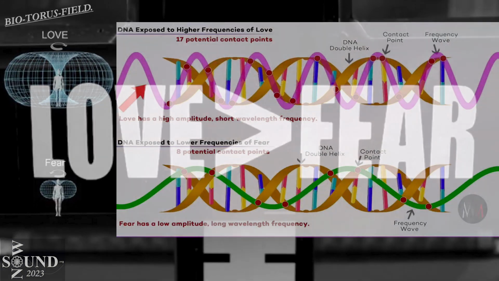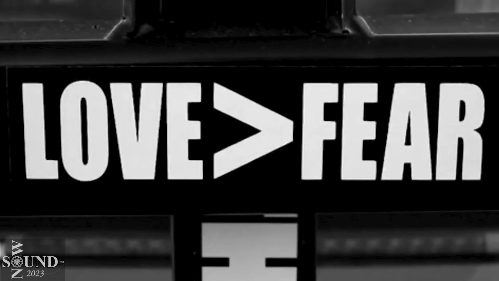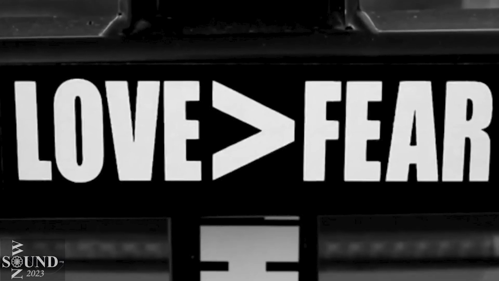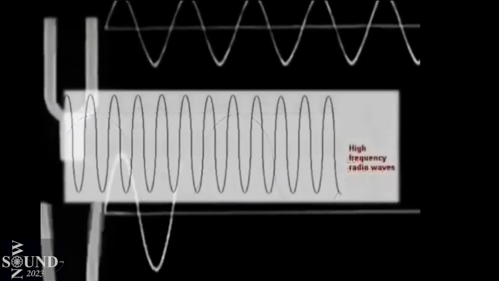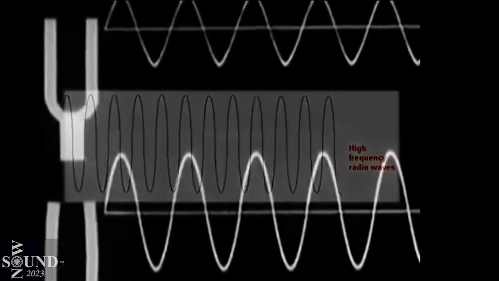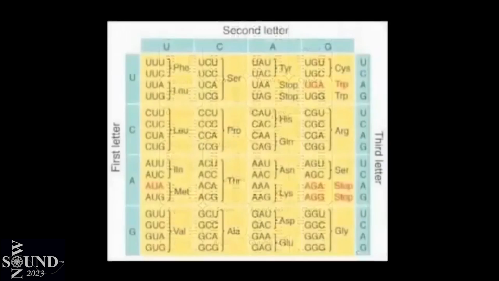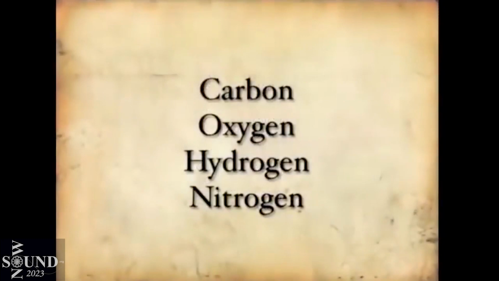Let's look a bit deeper here. There are only two emotions that humankind experiences: fear and love. All other emotions branch either directly or indirectly from these two emotions. Fear has a long and slow frequency vibration to it, while love has a very rapid and high frequency. There are 64 possible codes of amino acids in our DNA structure, made from 4 elements: carbon, oxygen, hydrogen, and nitrogen. By any means of logic, we should have all 64 codes activated within our DNA structure. Yet we presently only have 20 active codes.